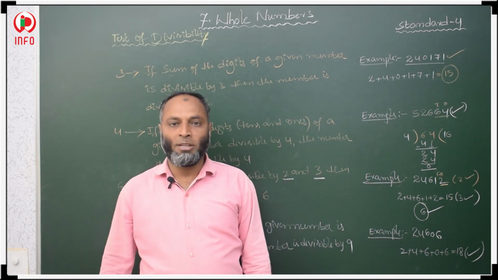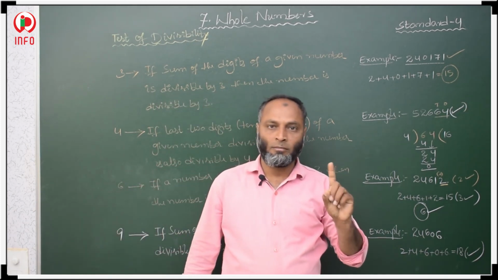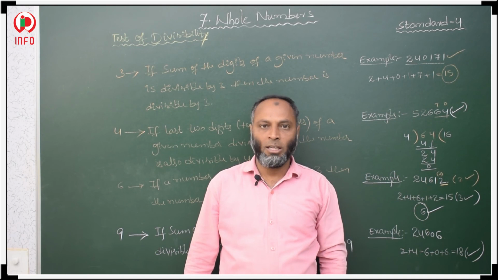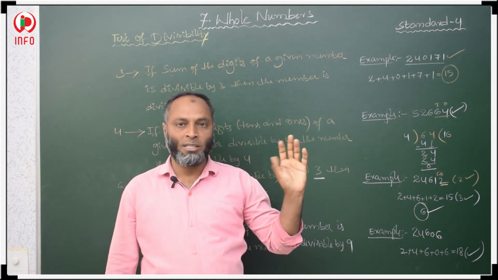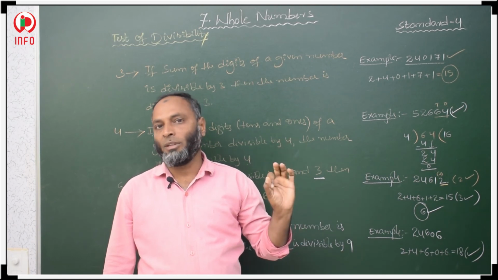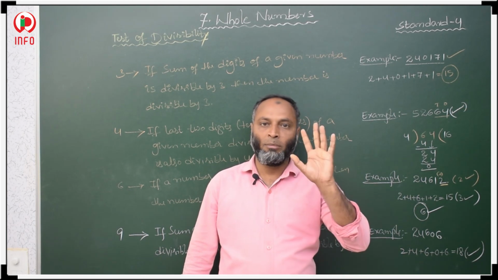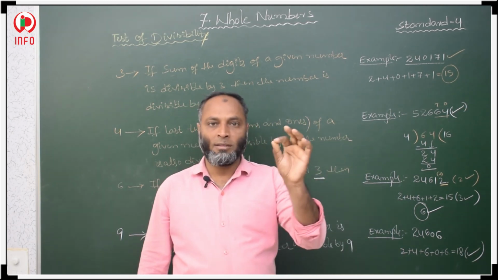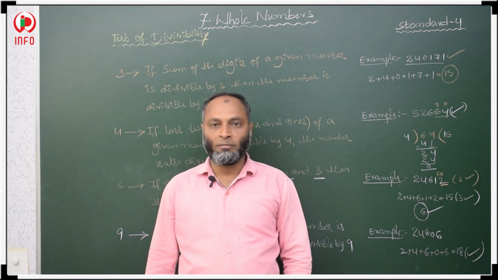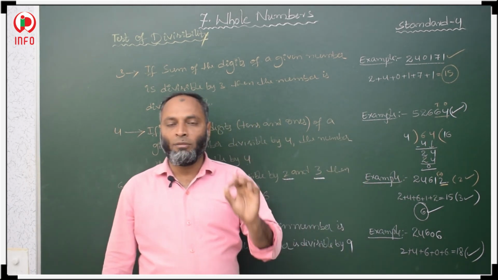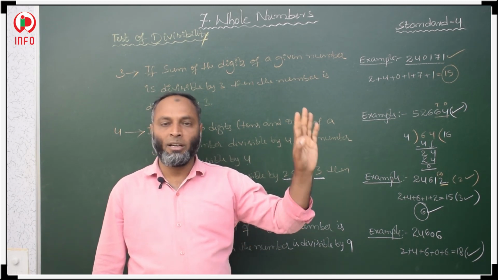Once again we recapitulate what we learned. How to check whether the given number is divisible by 2? If the number is even, meaning the ones place is 0, 2, 4, 6 or 8, then the number is divisible by 2. For 5, if the ones place is 0 or 5, then the number is divisible by 5. For 10, if the ones place is 0, then the number is divisible by 10.